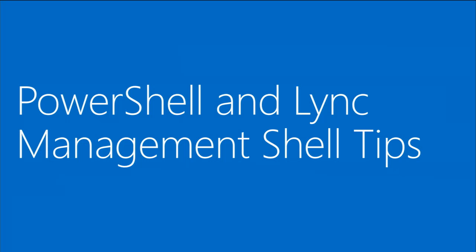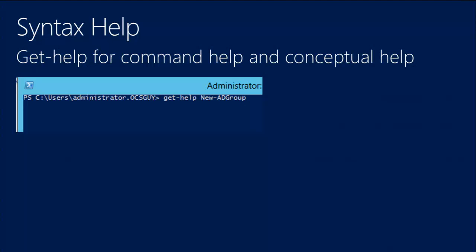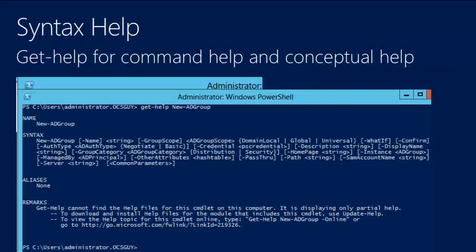All right, so we're going to start out with a couple of quick PowerShell and Lync Management Shell tips. The first one is getting help. The most important thing, I use help constantly in PowerShell. So the first command you'll need to know, obviously, is Get-Help, and then the command you're looking for help on. And when you run that command, it brings up all the different syntax and aliases and everything else you can see there. It's kind of like a mini TechEd right there in your PowerShell screen, right?